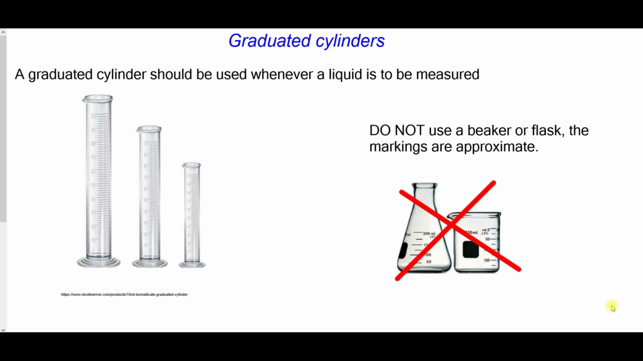Welcome back to chemistry. In this video, we're going to talk about graduated cylinders. A graduated cylinder is a thin tube that's used for measuring the volume of liquids, and it has markings on it. Those are graduations. Please do not use a beaker, which is this, or a flask to measure volumes of liquid. Those markings are approximate and will not be accurate at all.